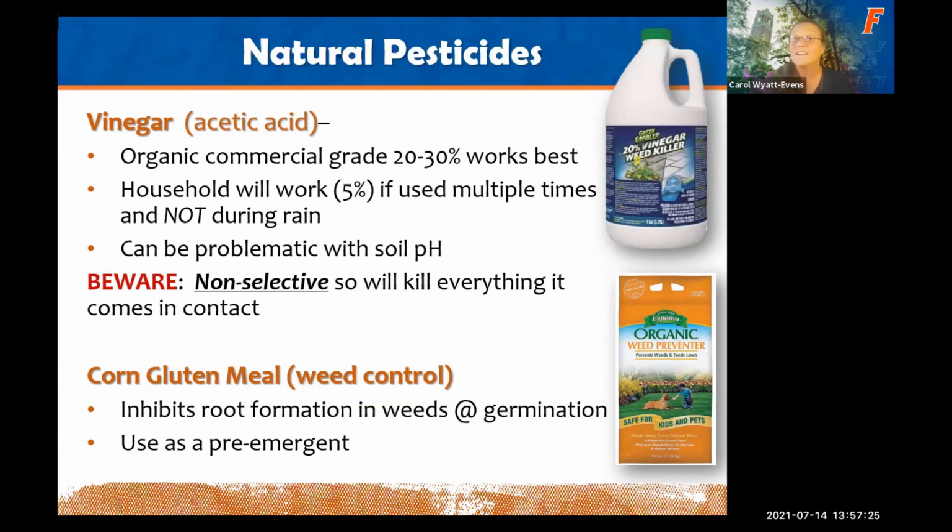So once that seed germinates, if it's already popped open its shell and started to come out, this is not going to work against it. It stops the seed from germinating, so it has to be down before that seed germinates. It's used as a preventative only. Other things you can do is use cardboard. You can put down cardboard and then put your mulch over top of it and do the same thing, but only as a preventative.